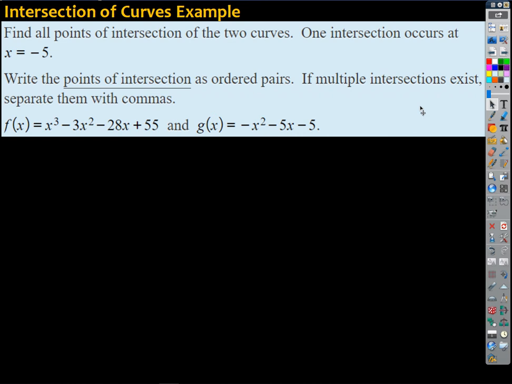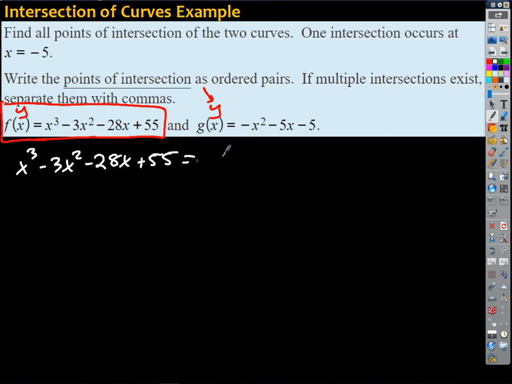We'll use this as our substitution equation, f of x, really. That's just y, and that's the key here: thinking about f of x as y and g of x as y. I'm going to make this my substitution equation, put a box around it, and plug it in there. Then we end up with the equation x cubed minus 3x squared minus 28x plus 55 equals -x squared minus 5x minus 5. Now what?